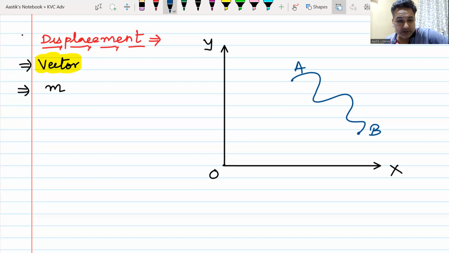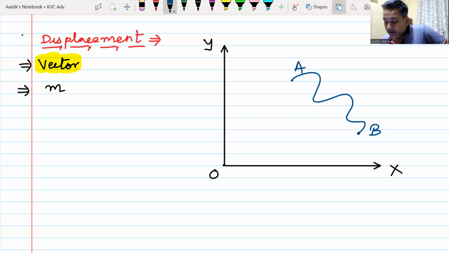What is the length of the path known as? You don't know? If I move from A to B, what is the length of the path known as? Distance. The length of the path is known as distance. Clear? Sure? Length of the path is known as distance? Sure or not? Sure, sir.